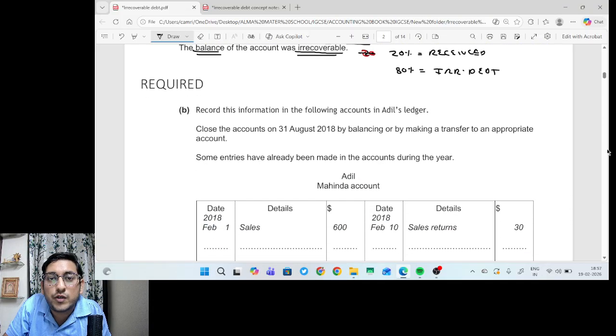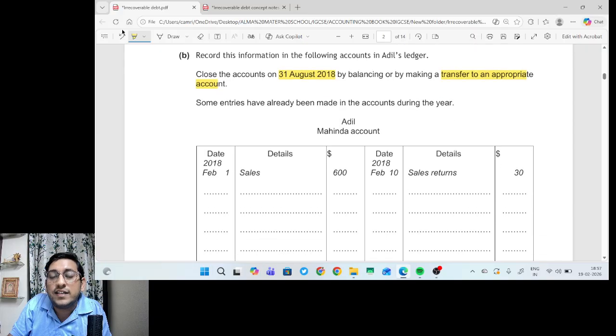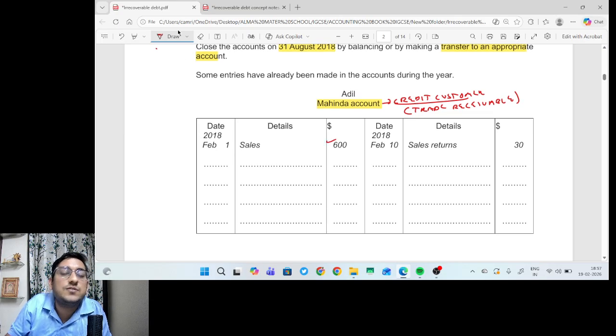The question gives the required information: record the information in the following accounts in Adil's ledger. Close the account on 31st August 2018, by balancing or by making a transfer to an appropriate account. Some entries have already been made in the accounts during the year. So can I say, in the books of Adil, Mahindra account? Mahindra is my trade receivable, my credit customer, whose account is given to me. This credit customer is also known as trade receivable.